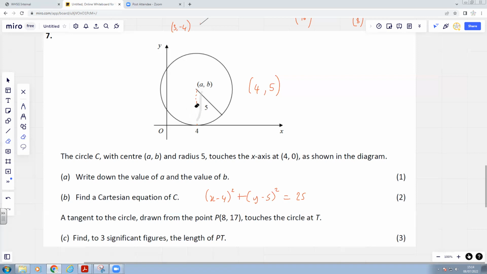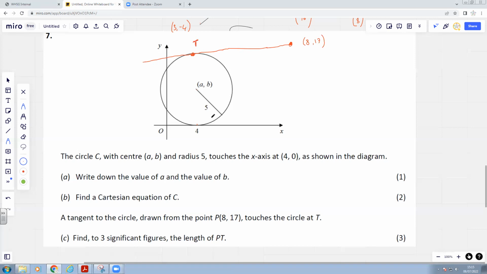This is a bit where you need to write on a diagram. Remember, you can always own the diagram. It's yours to annotate. It really is. So we've got a tangent to a circle drawn from the point (8, 17). So that's like somewhere up here. And it touches the circle at T. I'm just going to have to draw it by freehand, which is always dodgy. Oh, this is pretty good actually. So here's a tangent from this point touching the circle at T.